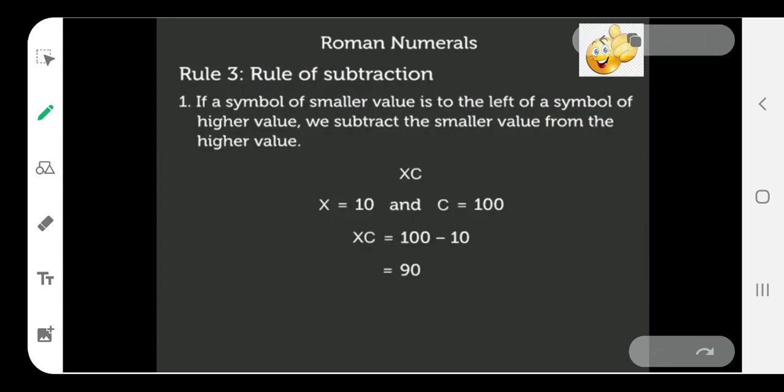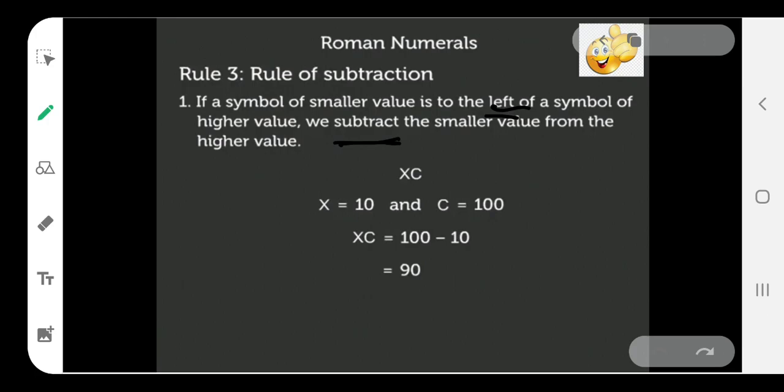Now the last rule of Roman numerals is the rule of subtraction. If a symbol of smaller value is to the left of a symbol of higher value, what are they saying? Left. The second rule was about the right side. So keep in mind, if it is the right side, we have to add, and if it is on the left side, we have to subtract. Common thing. If we are going opposite, we have to do the opposite action also. So we have to subtract the smaller value from the higher value.